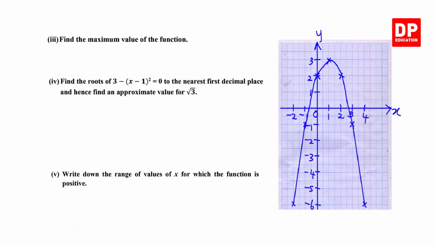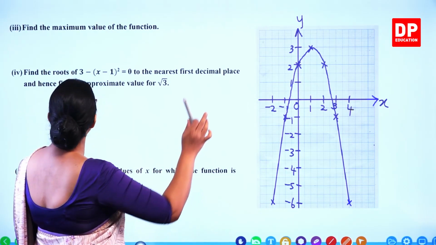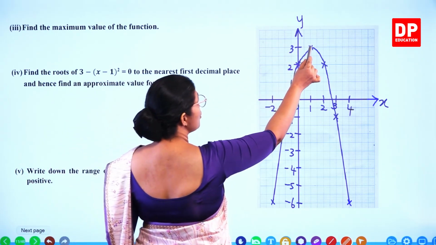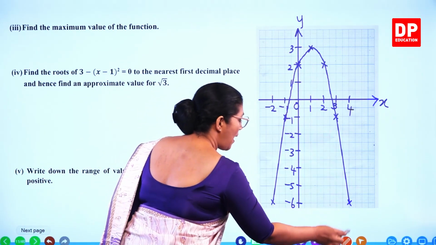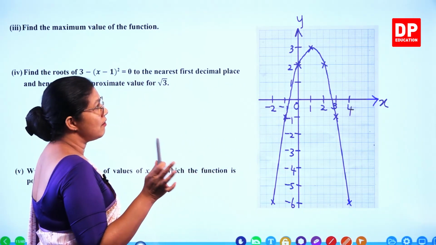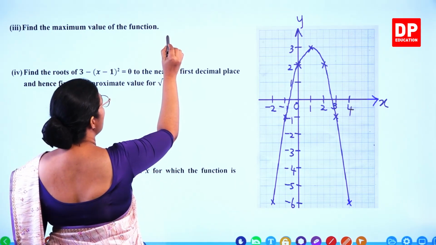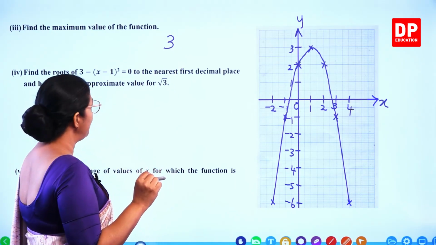Find the maximum value of the function. Now you have to use the graph and find the maximum value. So here, maximum value of the function. Here, this is the vertex point, maximum point. But only the y value you have to write, not the x value. So what's the value? Y equals 3, or just you can write 3.